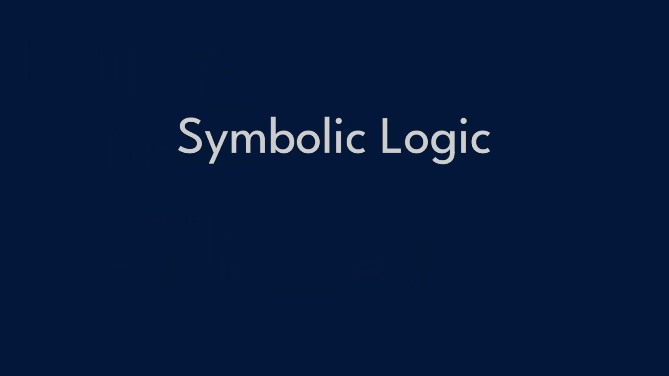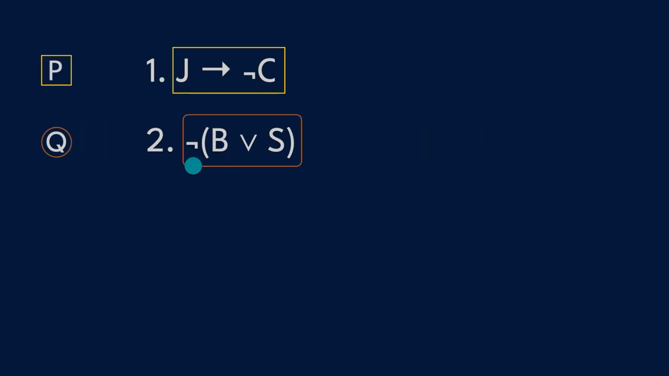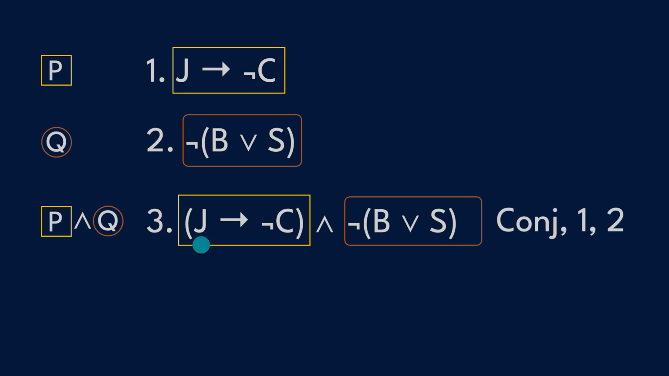Here's how it looks in symbolic logic, a natural deduction proof. If Jan went, then Casey didn't. Neither Bob nor Sally went. So we can infer, if Jan went, then Casey didn't, and neither Bob nor Sally went, using conjunction on lines 1 and 2. Or as some textbooks call it, conjunction introduction on lines 1 and 2. See the structure? The first thing is true. The second thing is true. So you can infer the conjunction of the two.